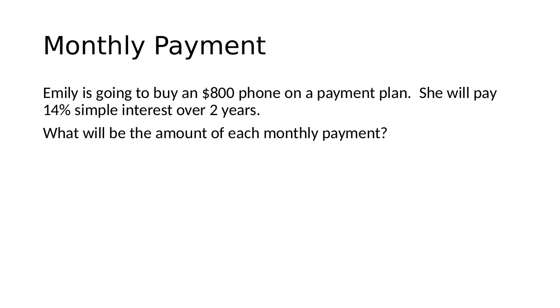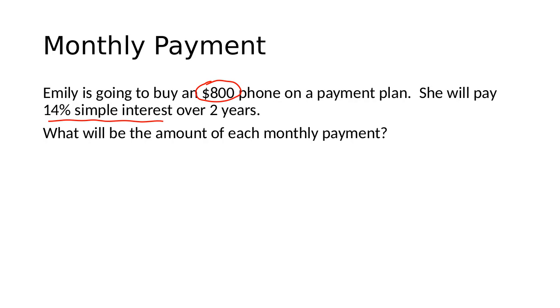Emily is going to buy an $800 phone on a payment plan. She's going to pay 14% simple interest over 2 years. What will be the amount of each monthly payment? So the first thing we have to do here is decide how much she's actually going to have to pay for this phone. There's the $800 cost of the phone, but then there's also 14% simple interest that's going to be added to that cost.